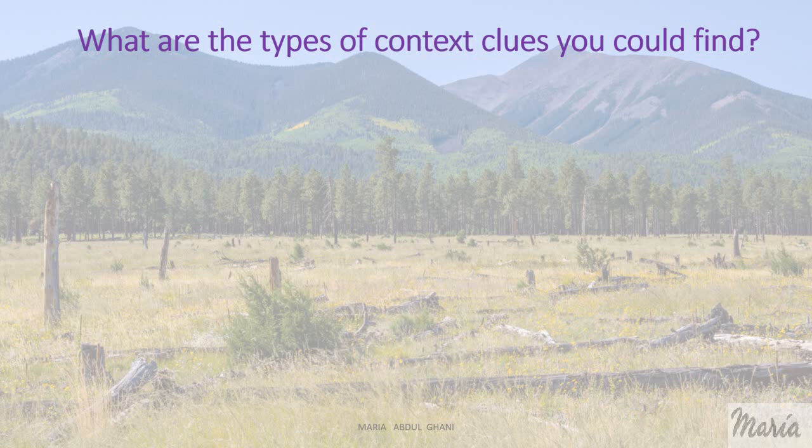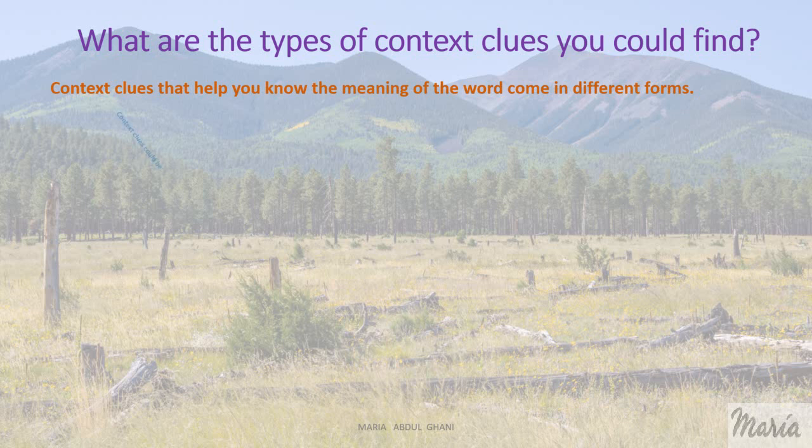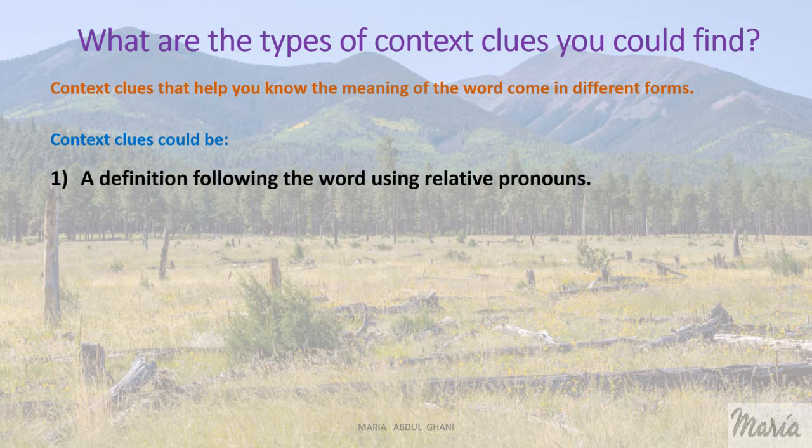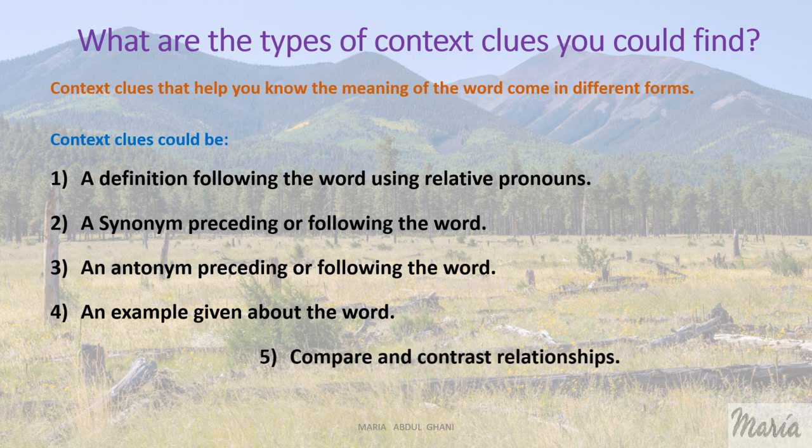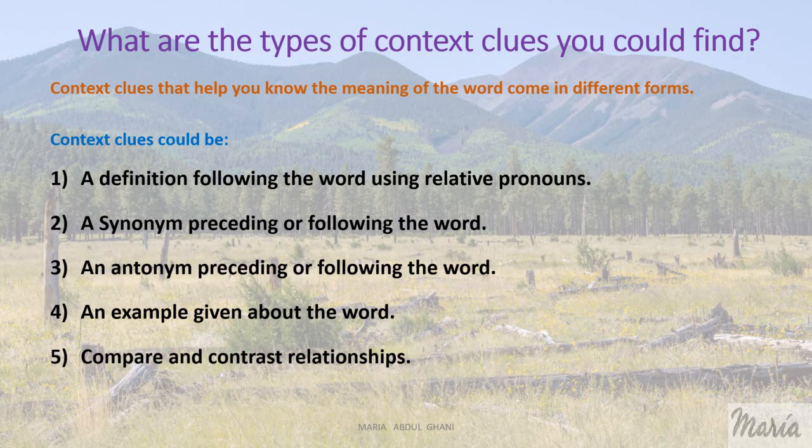What are the types of context clues you could find? Context clues that help you know the meaning of the word come in different forms. Context clues could be: 1. A definition following the word using relative pronouns. 2. A synonym preceding or following the word. 3. An antonym preceding or following the word. 4. An example given about the word. 5. Compare and contrast relationships. 6. Cause-effect relationships.